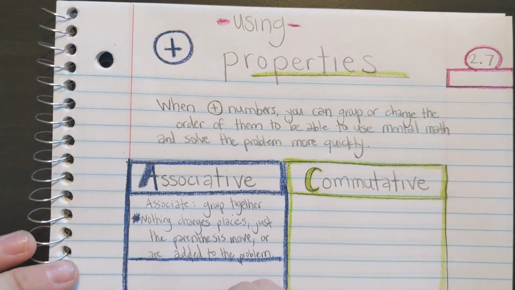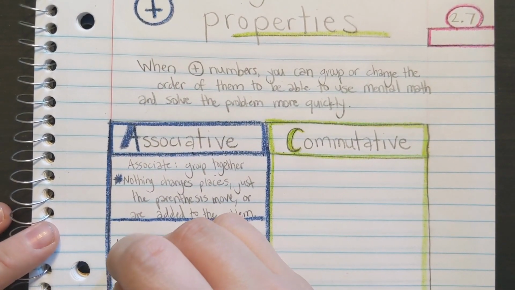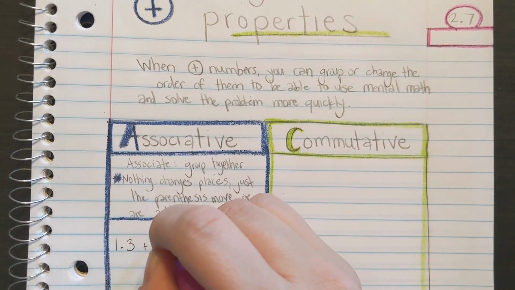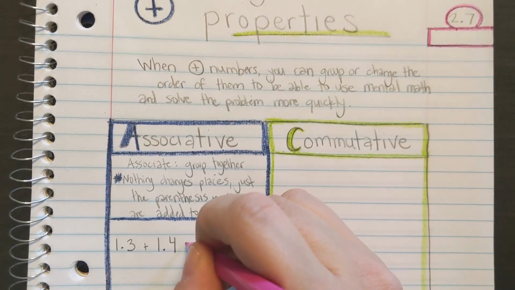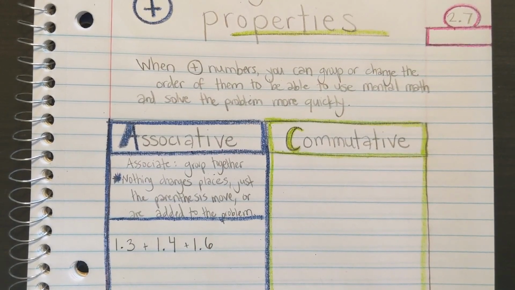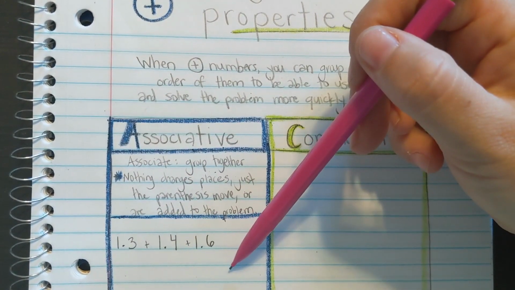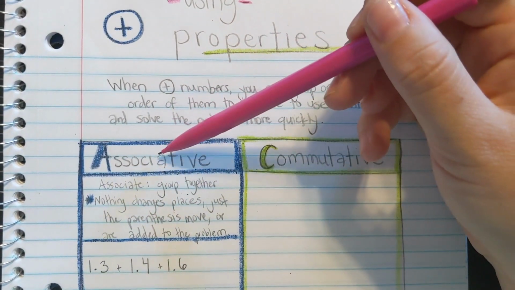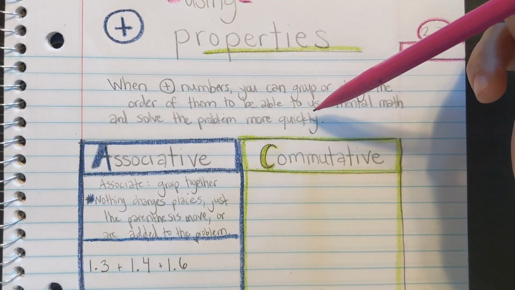So if I had a string of numbers, and we'll use decimal numbers since that's what we're focused on, like this, 1.3 plus 1.4 plus 1.6. I can do this a couple different ways. I could stack it all up and it could take me a little while, or I could use one of these addition properties, associative, because that's what we're focused on, to make the mental math be quick.